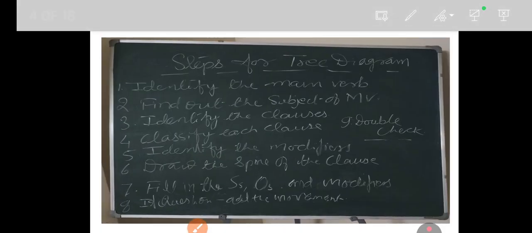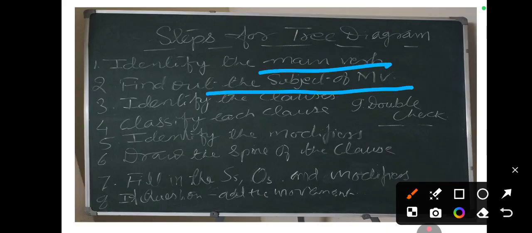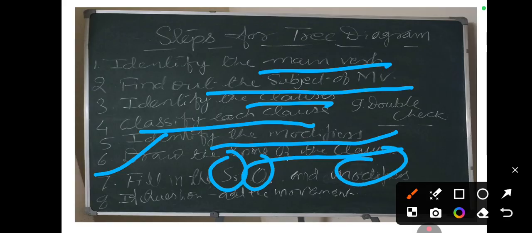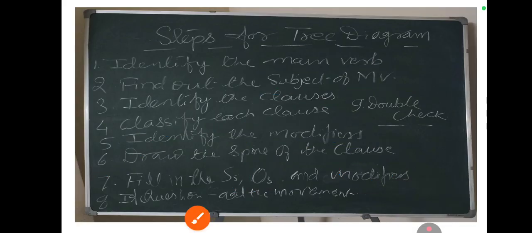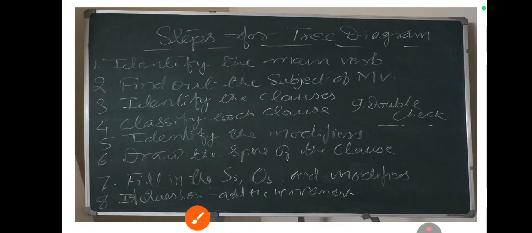I'm repeating here. First is find out the main verb, then subject of the main verb, then identify the clause, then classify the category of the clause, then identify the modifiers, then in sixth step draw the spine of the clause, then find out the subjects, objects and modifiers, and eighth is if a question is there, then we have to put the movement. I'll tell you how.